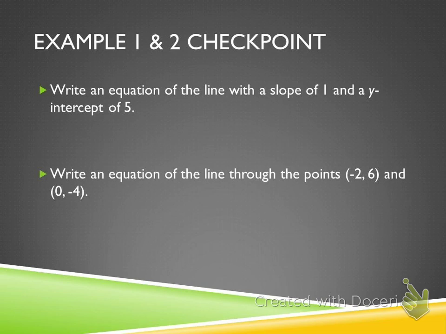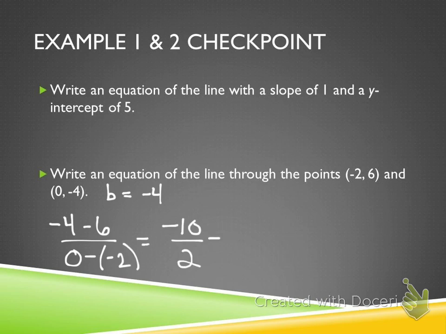Negative 4? Okay, because I look for the ordered pair that the point is going to be plotted on the y-axis. So if I don't go anywhere on the x-axis and I go down 4, the point's going to be on the y-axis. So b is negative 4. Now my slope, I have to do negative 4 minus 6 over 0 minus, sorry, 0 minus negative 2. So that's negative 10 over 2, which is negative 5. So what's going to be my equation? Y equals negative 5x minus 4. Perfect.